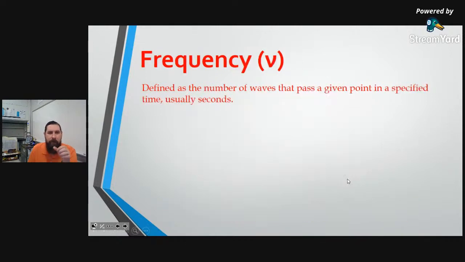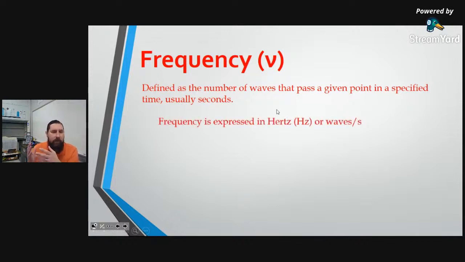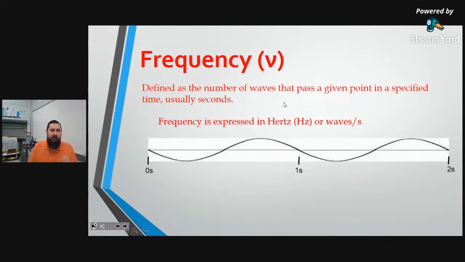So that's wavelength. The next concept is frequency. That's symbolized by this Greek letter nu. It looks like a fancy V. And this is defined as the number of wave peaks that pass a given point in a specified amount of time. Usually, we're going to define that in terms of seconds. So as a result, frequency is expressed in terms of hertz, symbolized with the units of Hz, or in terms of waves per second. So let's look at 2 examples.